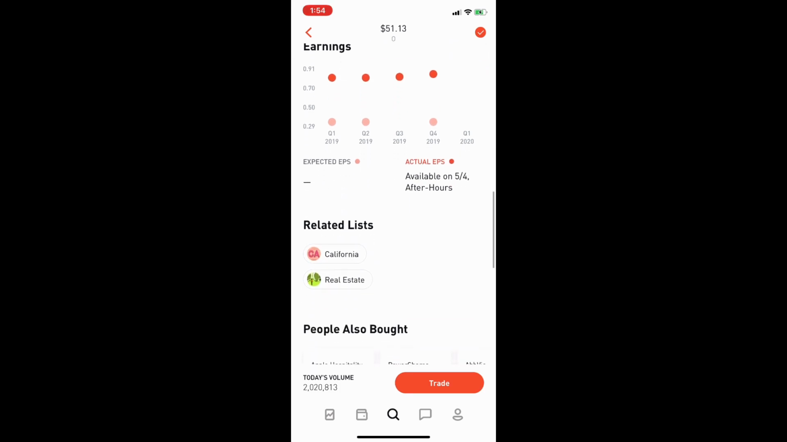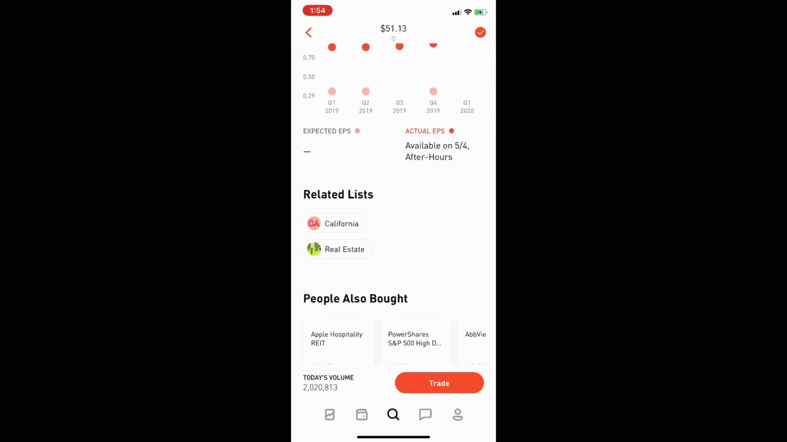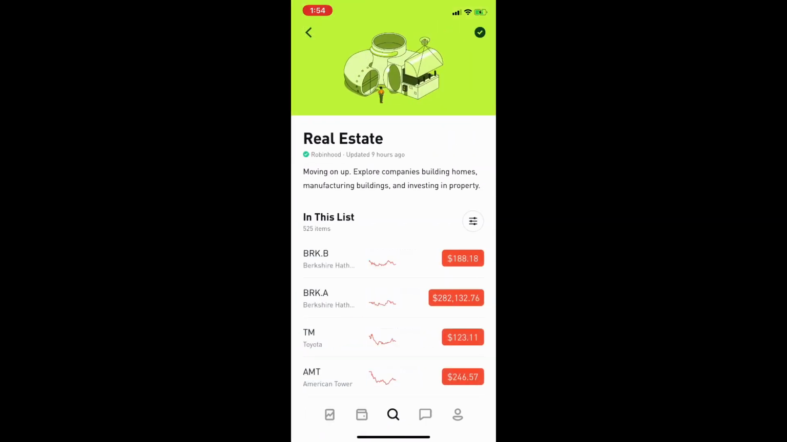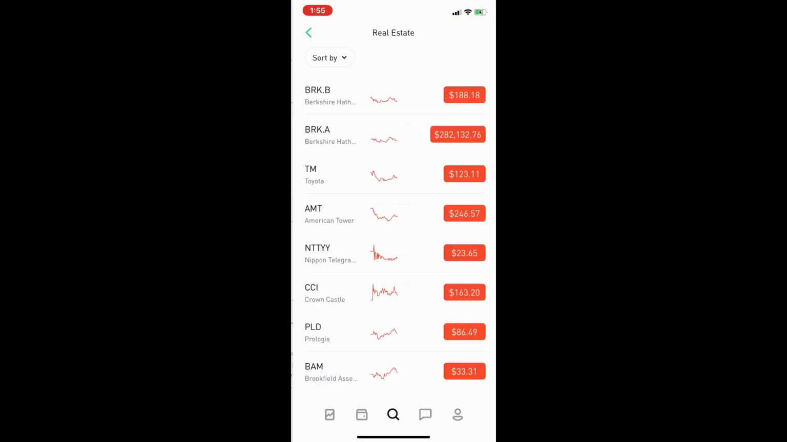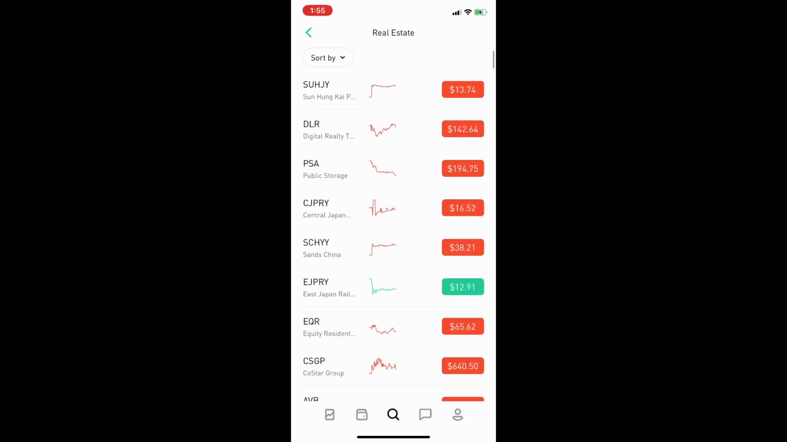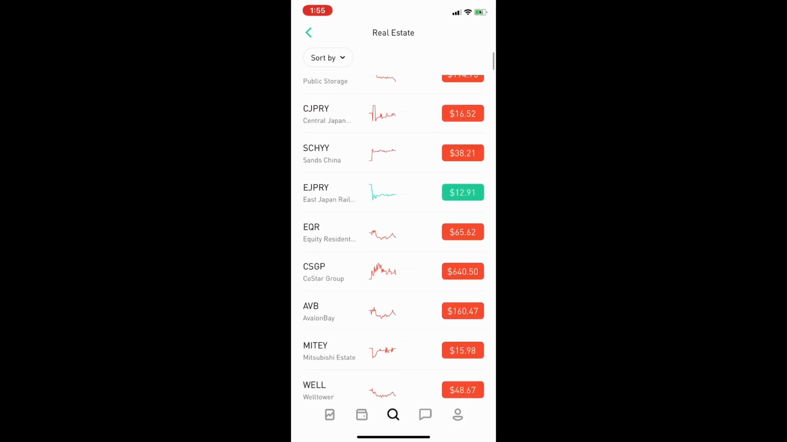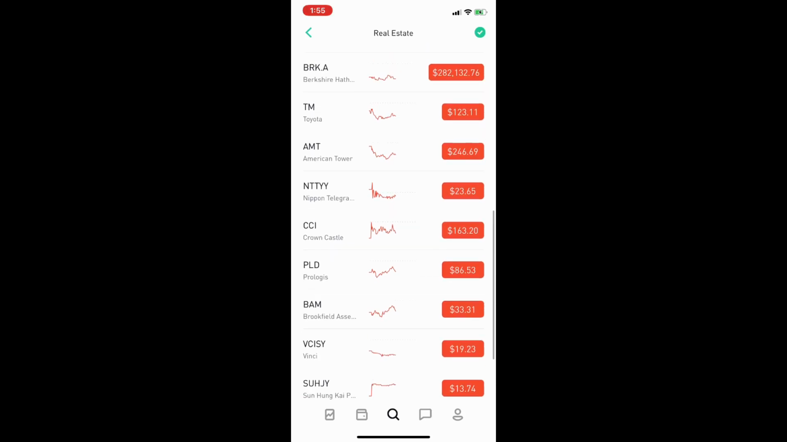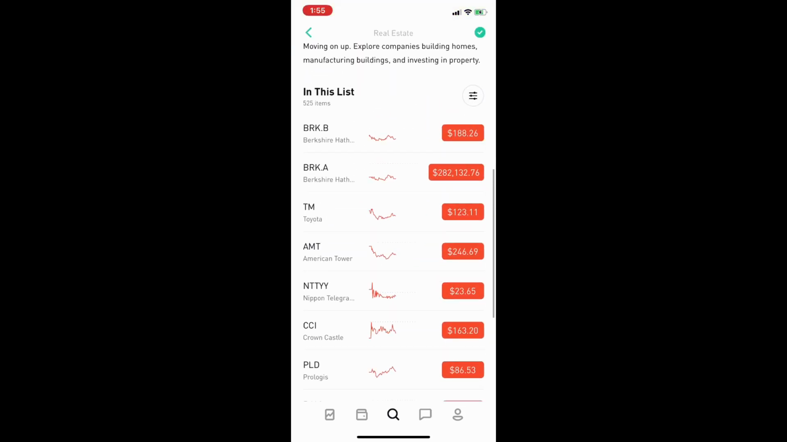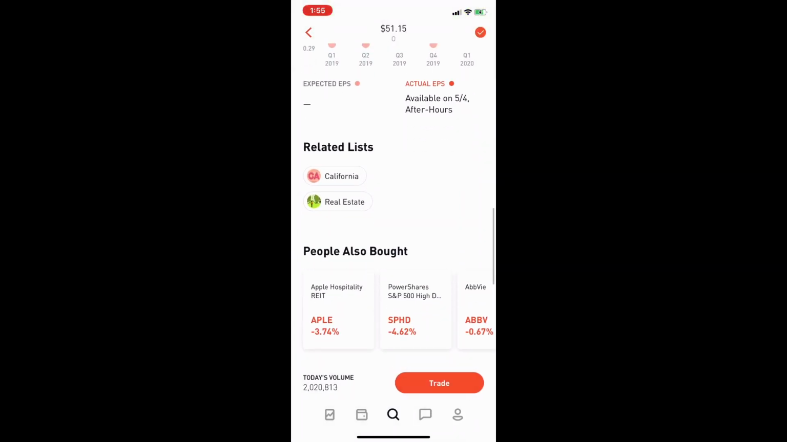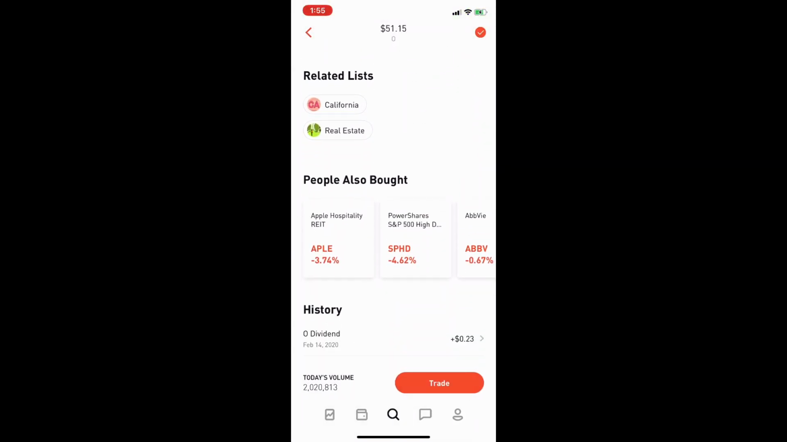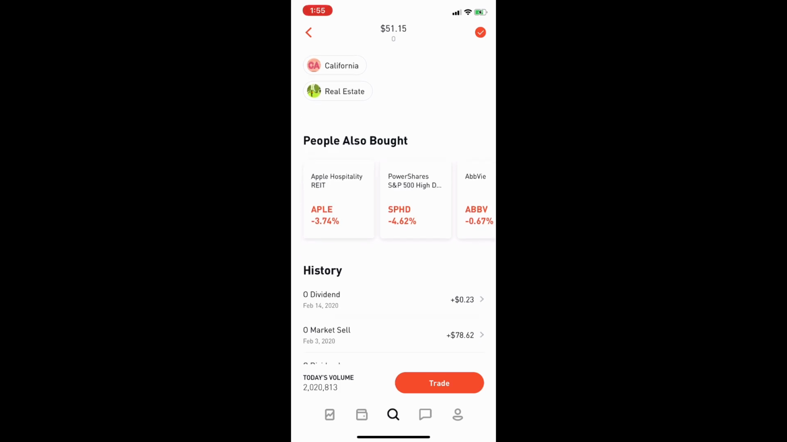You can see similar lists. So if I wanted to look at a real estate list, I could and find all of these companies, and I can go here and look at many more. And this is similar to what I just covered in my video of the sectors. Real estate is one of the 11 sectors, and you can find all of the other sectors on Robinhood as well.